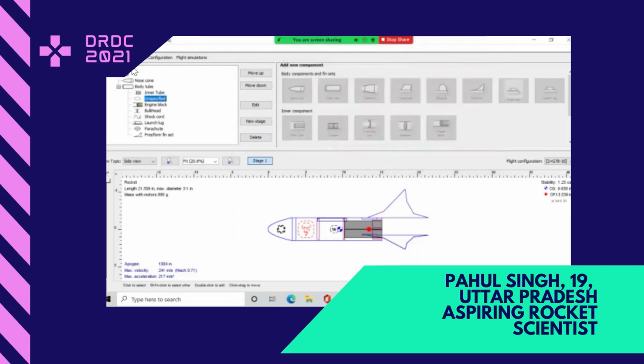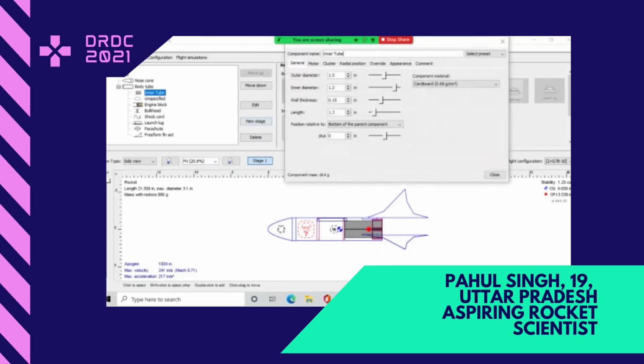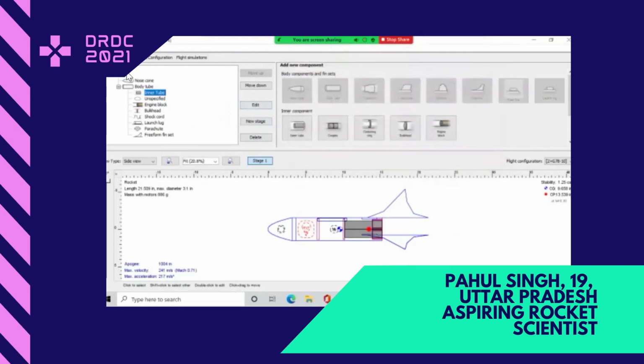Now, this is the inner tube that is covering the motors. I have made this out of cardboard, which has a density of 0.68 gram per centimeter cube. And these are the required dimensions, taking into consideration the diameter and the radius of the body tube and the engine. Now, this is the engine block that keeps the engine in its place, not moving and rolling around in the whole body tube.